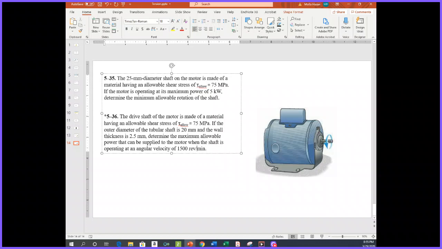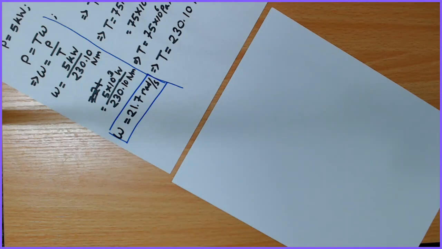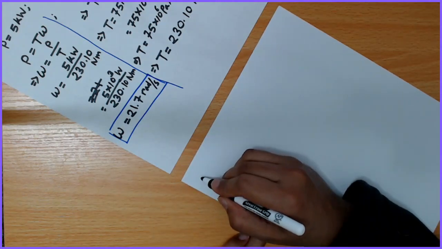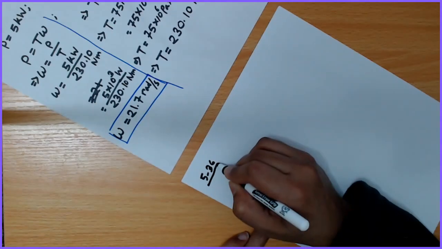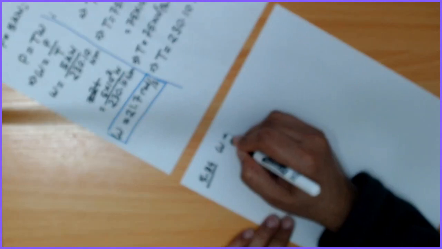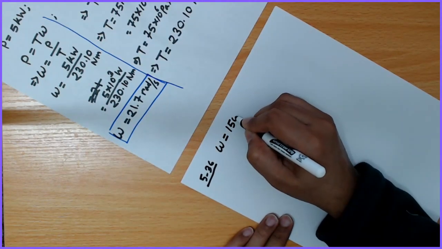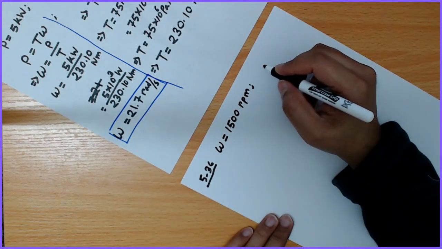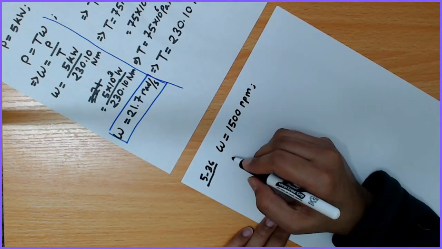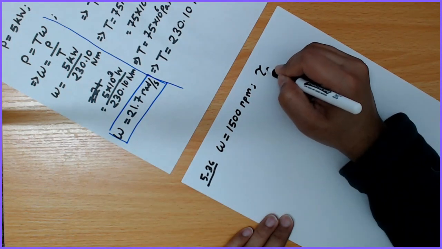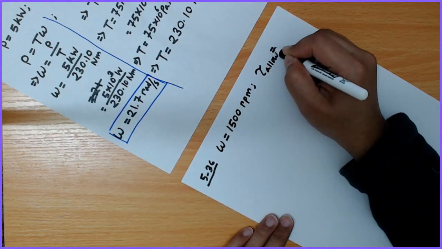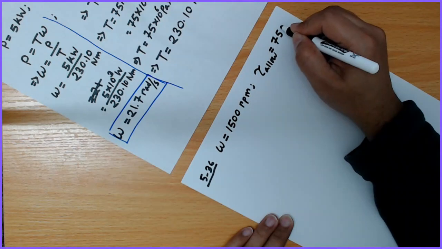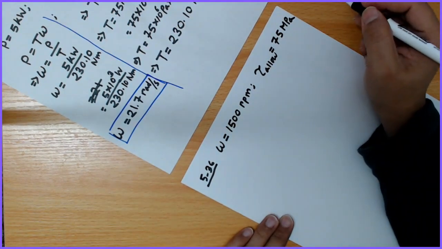Now to solve this problem, the 536 problem says your omega is 1500 rpm and tau allowable is 75 megapascal.